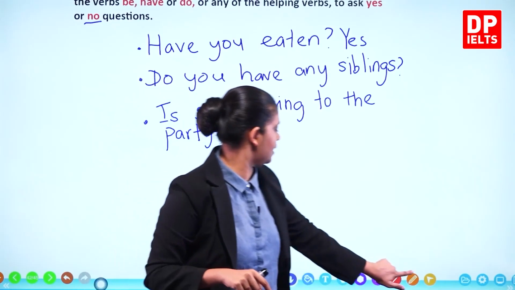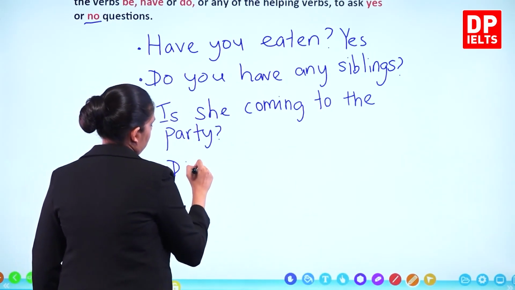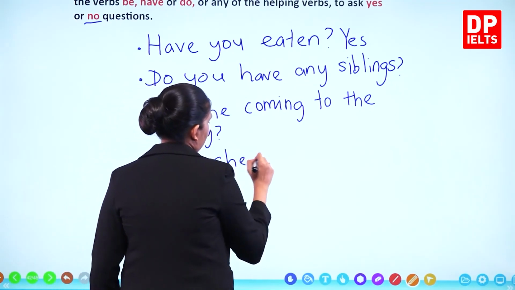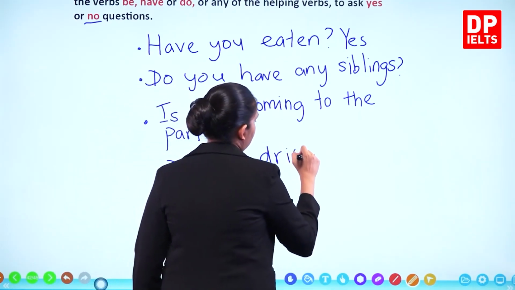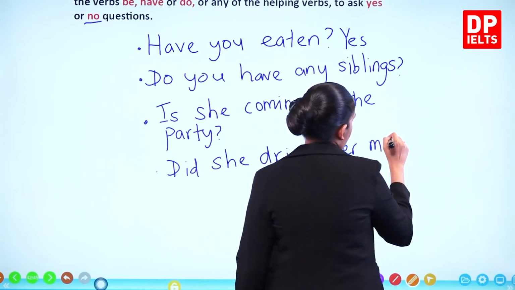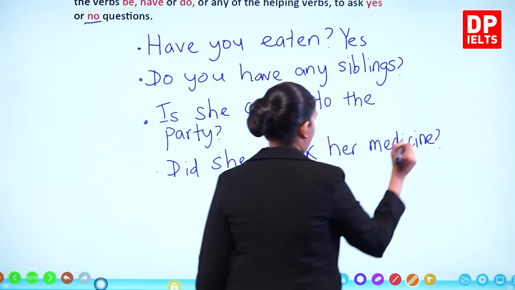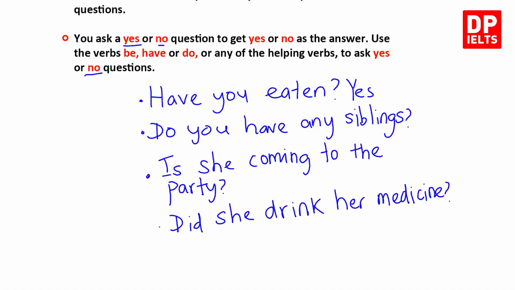Let's see some more examples. Did she drink her medicine? Did she drink her medicine? அவளுடைய மருந்துகளை குடித்தாளா? Yes, no அப்படின்னு நாங்க ஆன்சர் பண்ணலாம்.